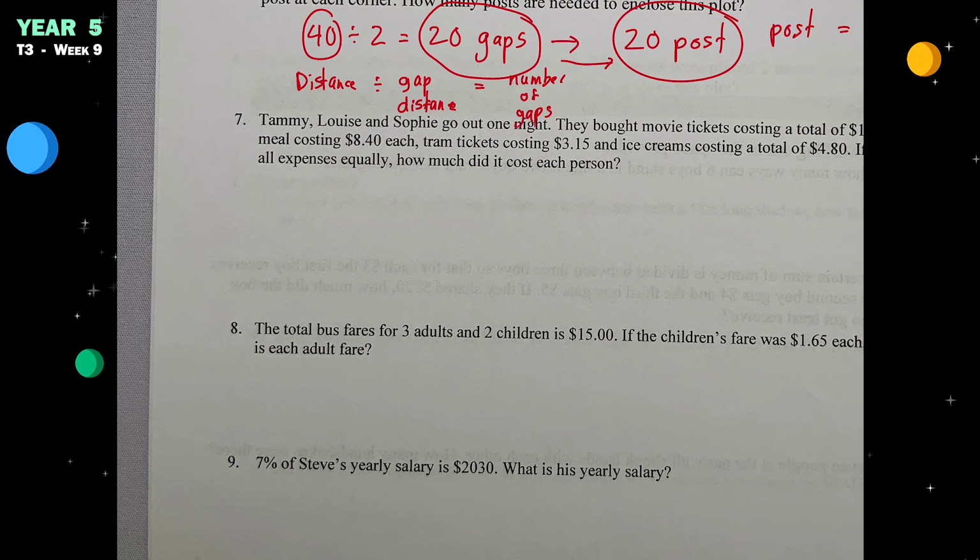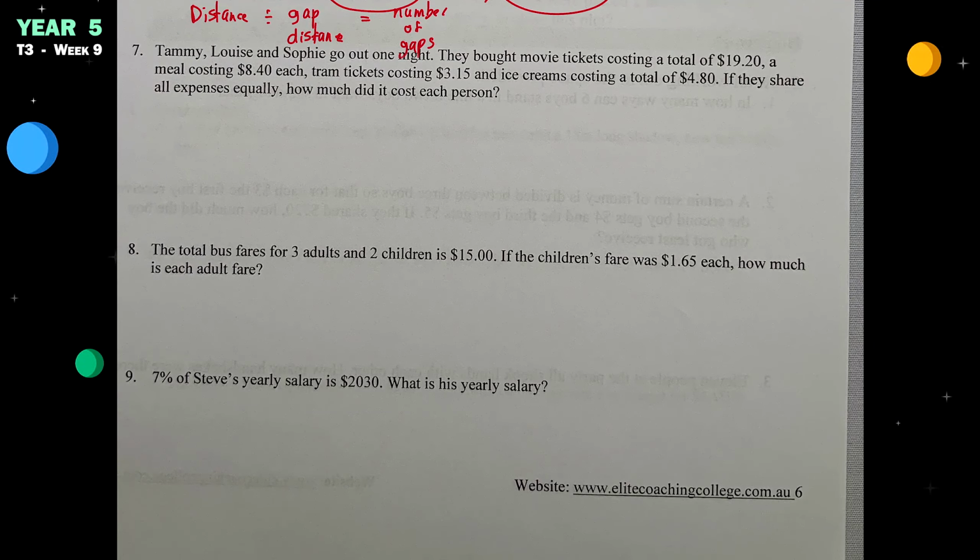Now, let's go to question 7. Tammy, Lewis, and Sophie go out one night. They bought movie tickets costing a total of $19.20, a meal costing $8.40 each, tram tickets costing $3.15, and ice cream costing a total of $4.80. If they share all expenses equally, how much did each person pay?